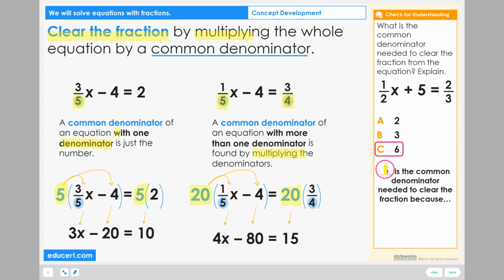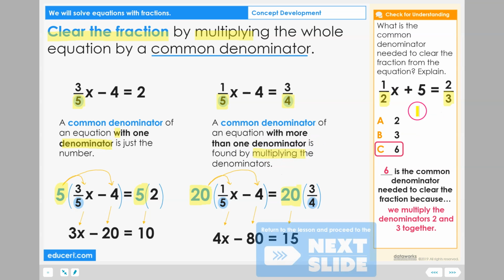6. 6 is the common denominator needed to clear the fraction because we multiply the denominators 2 and 3 together, because to find a common denominator of an equation with more than one denominator, we have to multiply those two denominators together.